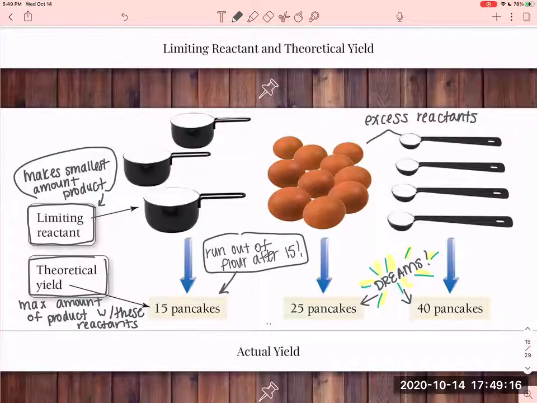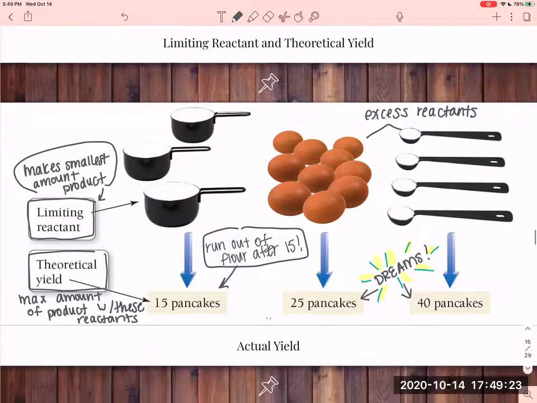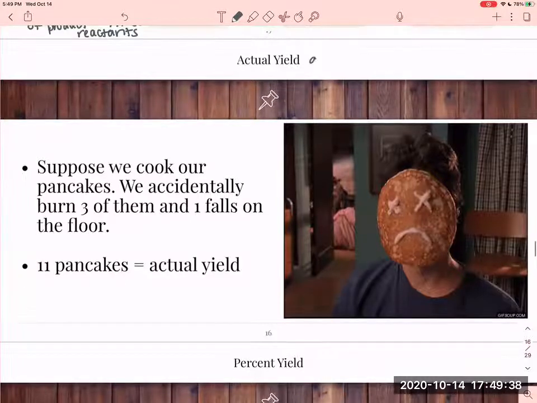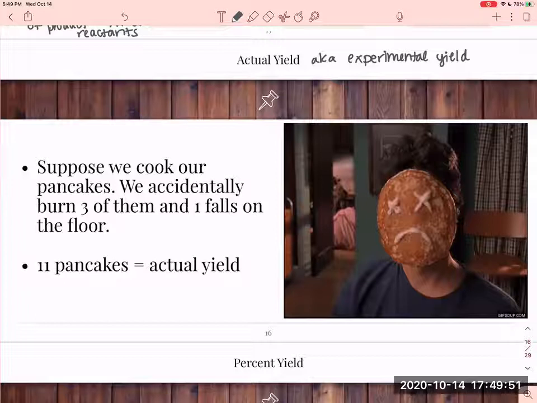So here's the deal. On paper, I can make 15 pancakes, but I have to actually make those pancakes. So what happens if I burn 3 pancakes and one of them falls on the floor because I was trying to do a flippy thing? Then I have another number of pancakes, which is my actual yield, aka experimental yield, which is the real amount of product that I really actually made.